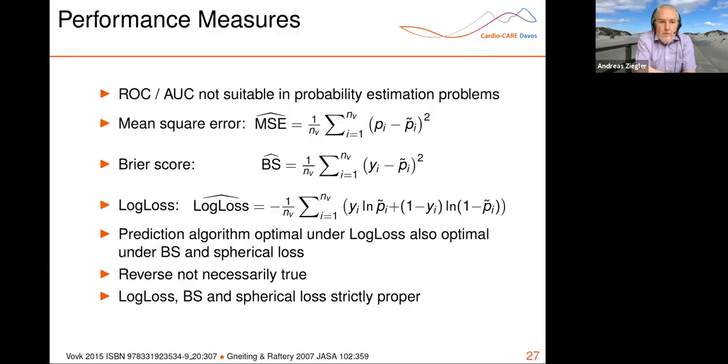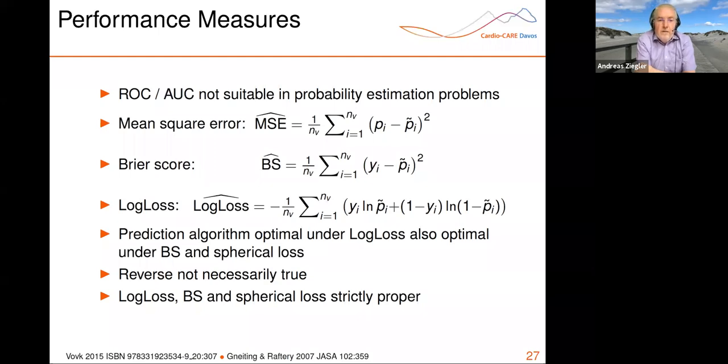In the last line, I've mentioned the spherical loss function. And what is quite important, and this has been given in the paper by Gneiting and Raftery in 2007, is that all these different loss functions are proper, which actually means that the loss is minimal at the true value. And what has been shown quite recently is that any prediction algorithm that is optimal under the log loss is also optimal under the Brier score and the spherical loss. And the reverse is not necessarily true.